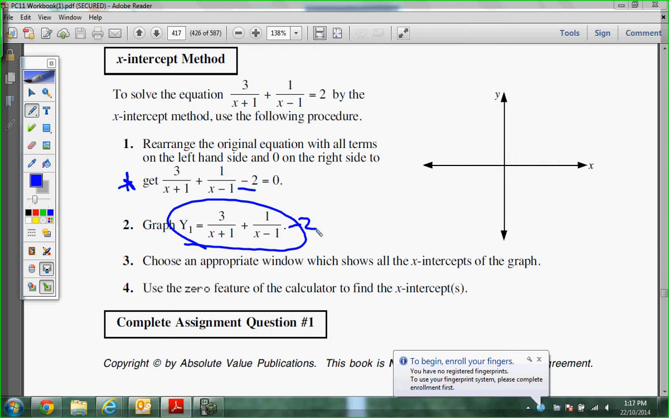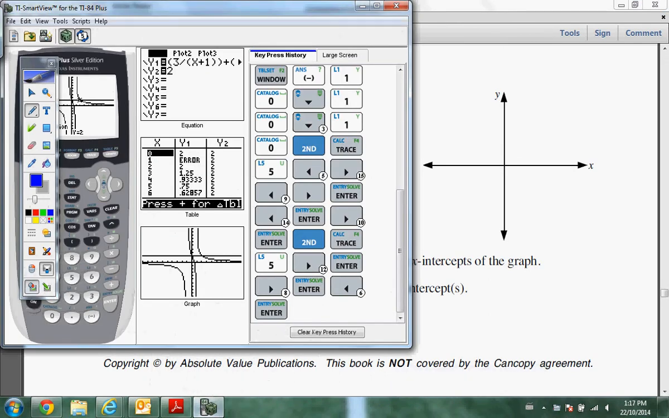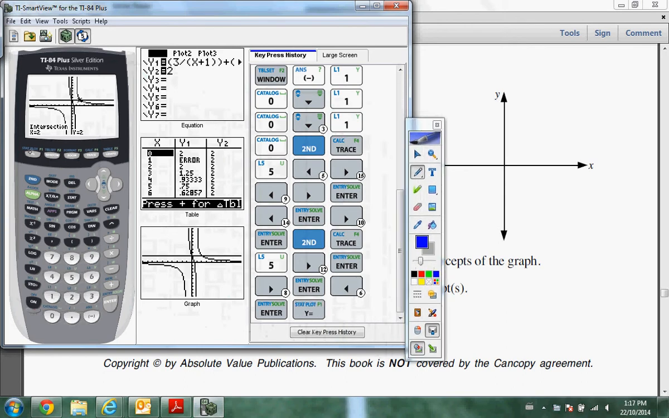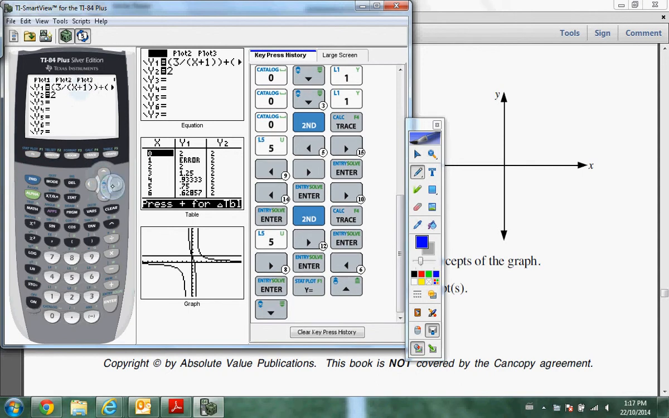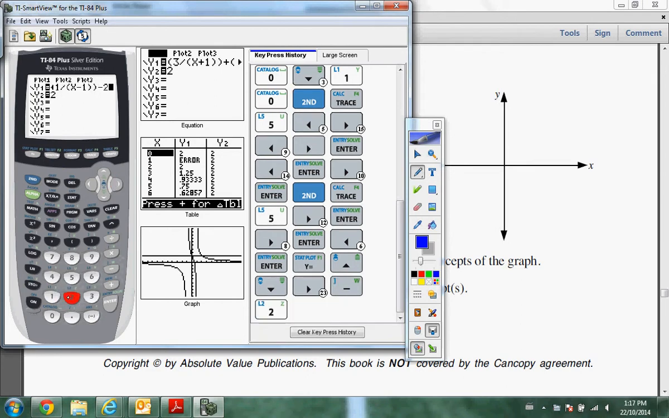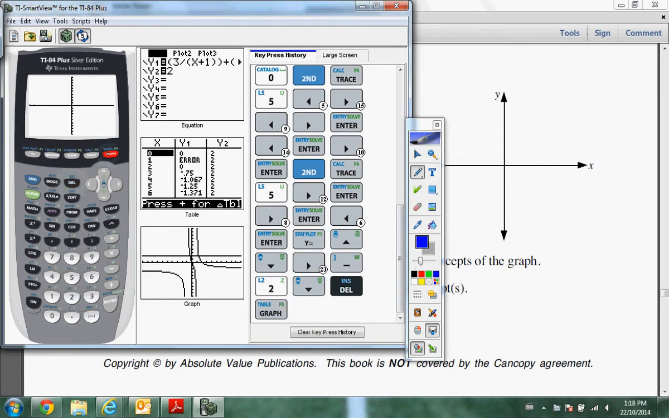I don't know why the minus 2 is not on there. Oh, okay, well, good. That's good. So we're going to put the whole thing. I'll go to my calculator here. So I'm going to change this here. I'm just going to go up and change my old one. I'm going to put a minus 2 on the end. I'm going to delete my other 2. And we should get something like this.